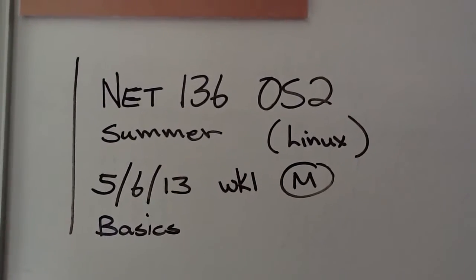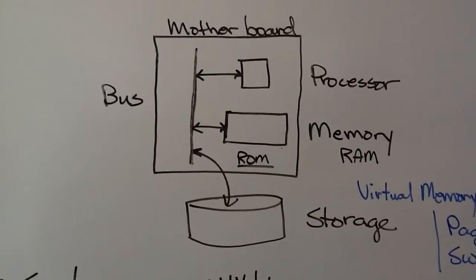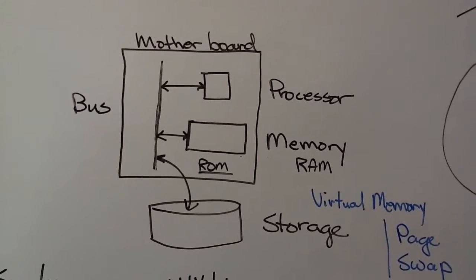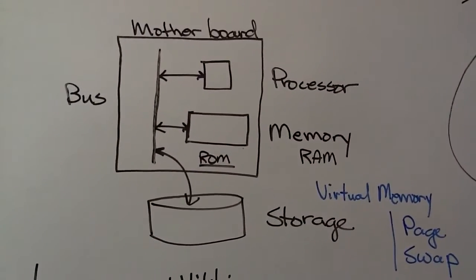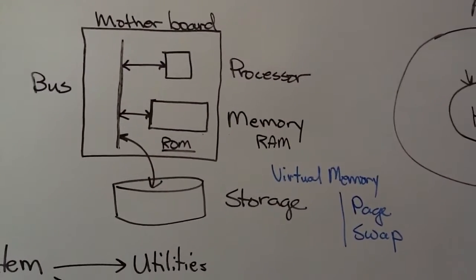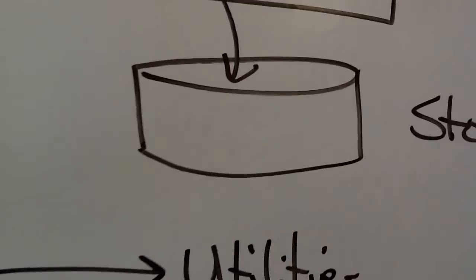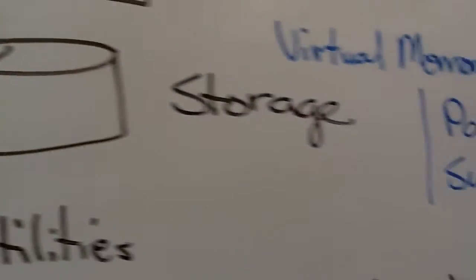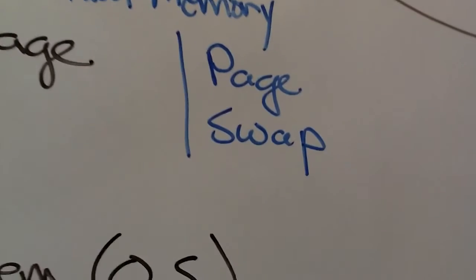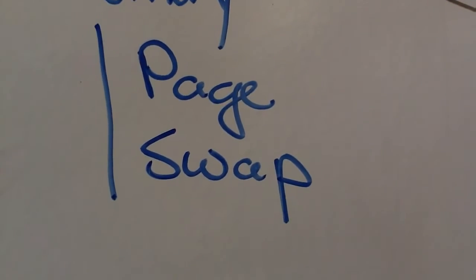We covered the basics. So we started out, we talked a little bit about hardware. We talked about the motherboard, we talked about the bus, processor, memory, RAM, talked about virtual memory. Memory that's on the hard drive. The computer treats it like memory, virtual memory. We talked about a couple terms used for that, page file or a swap file.